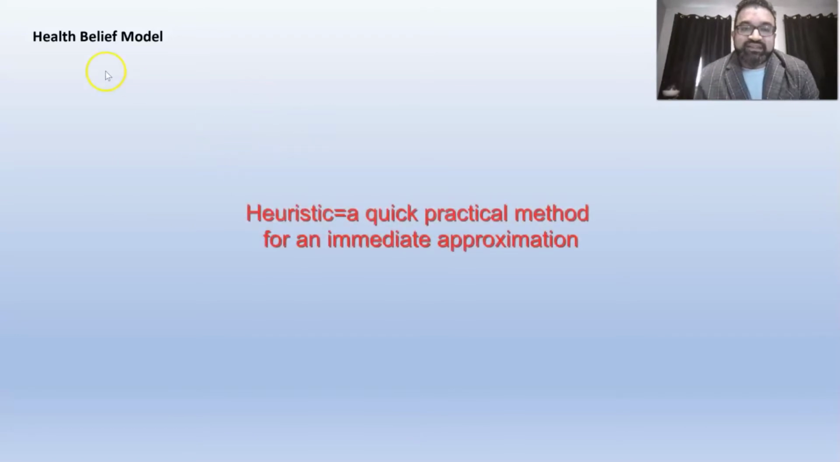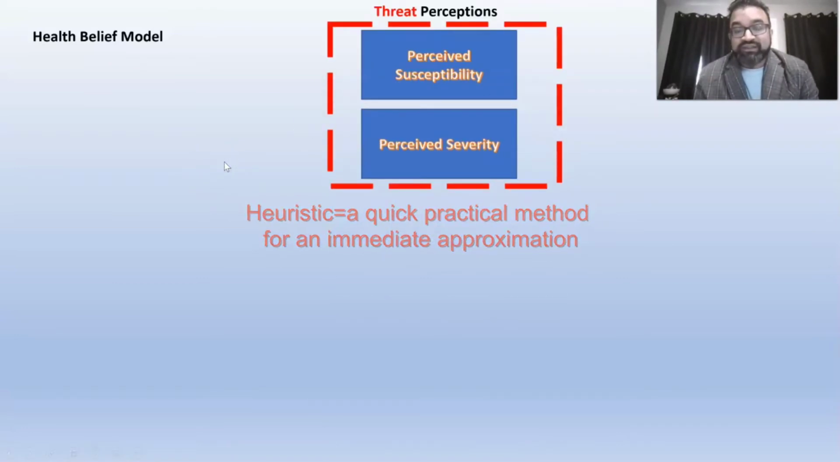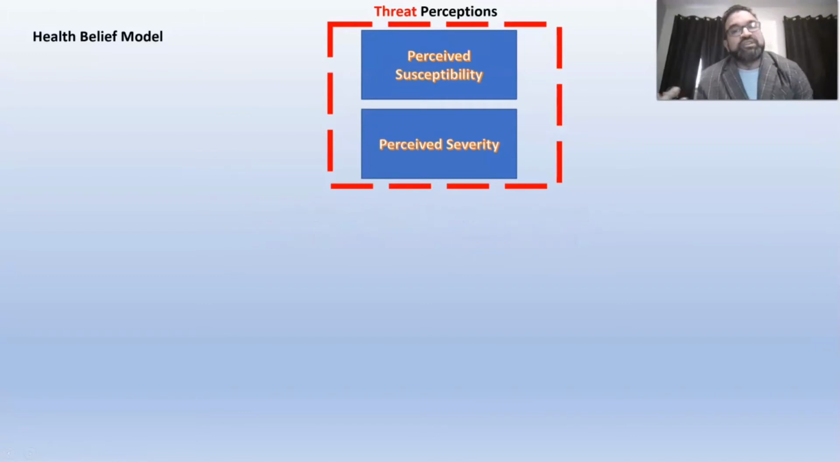And so this can be seen as a heuristic sort of model because you can use it quickly as a mental shortcut to come up with solutions to public health problems that may be going on within the community. More recently, this has been applied within the context of coronavirus risk mitigation. And I'll be going over that a little bit as well. But first, let's focus on the threat perceptions that are central to understanding the health belief model.